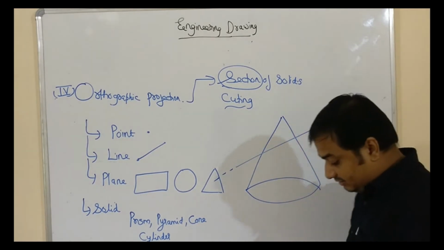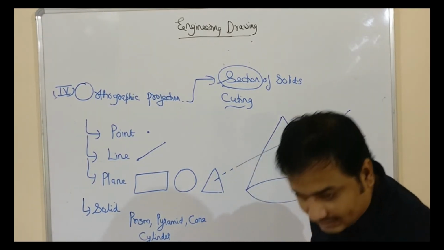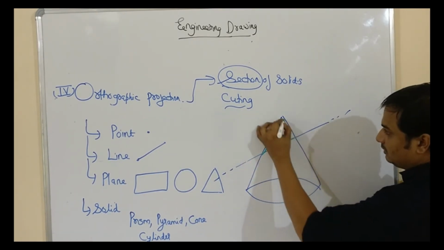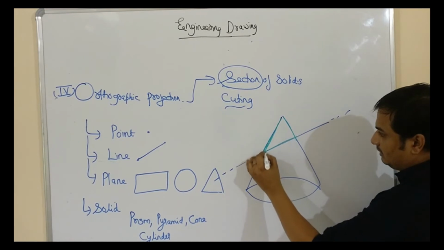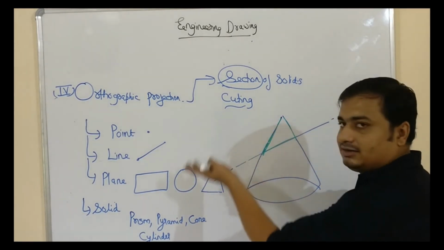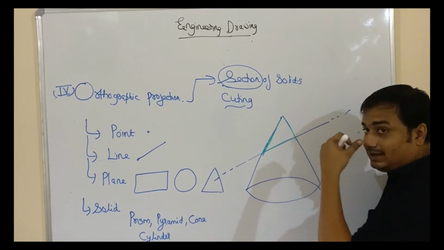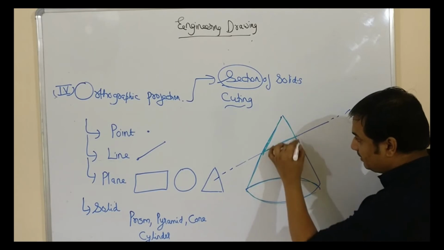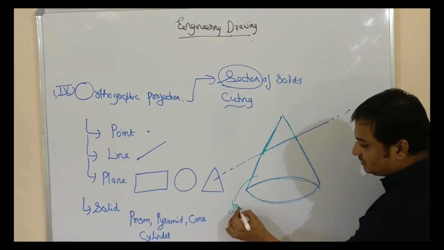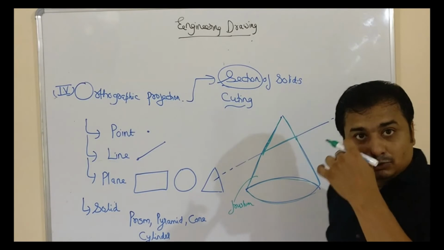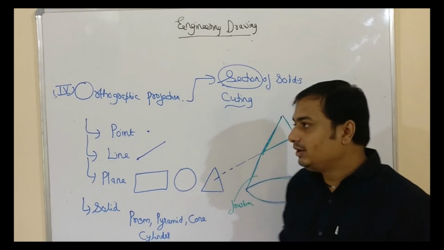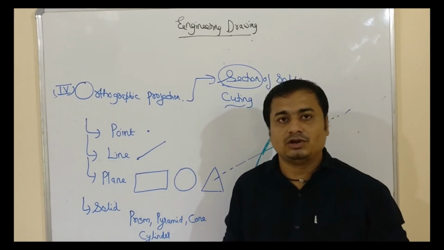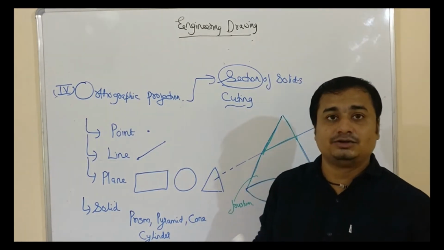So what will happen when you cut a solid? The entire solid has been divided into 2 parts. As you can see, this part is called the truncated part, which has been eliminated from the solid, and this is the remaining part, the bottom part. This is called the frustum part of the cone. After cutting the solid, again we are going to plot the front view and top view. Now those views will be called the sectional front view and sectional top view.